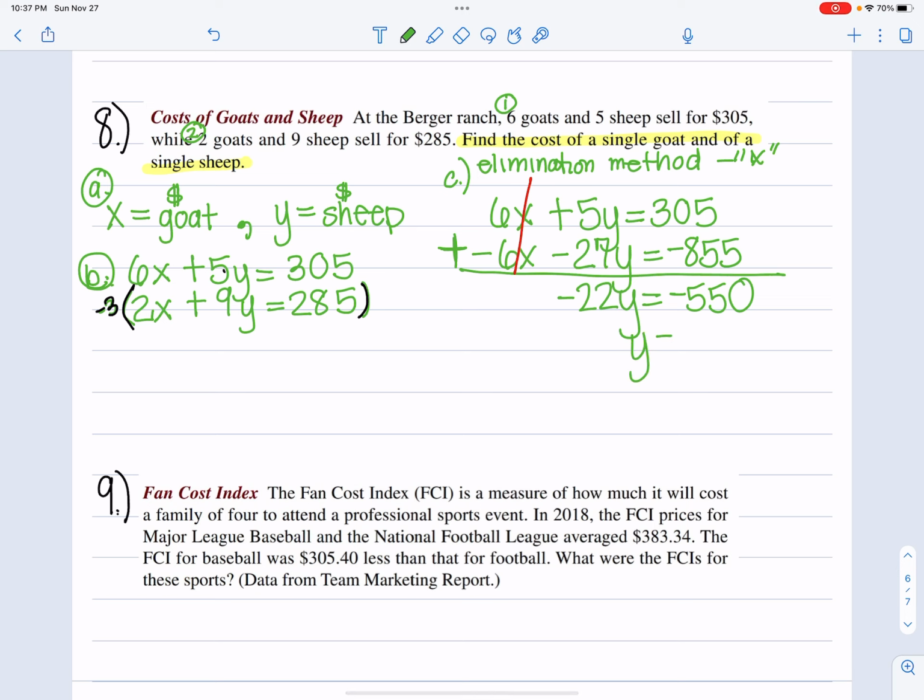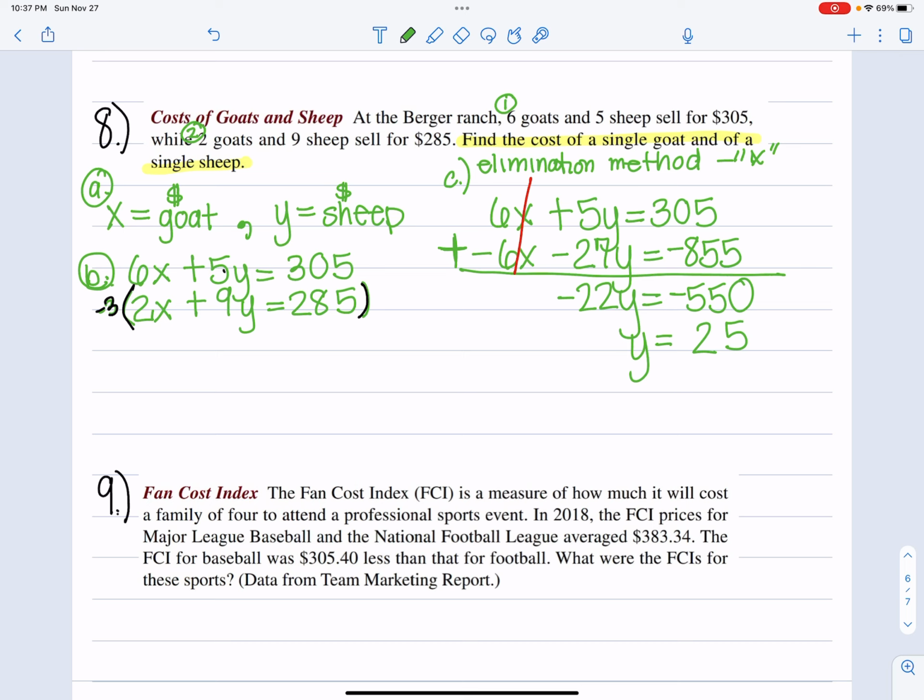So then the very last thing is to divide by negative 22, right? I get y equals 25, right? Y is 25. Remember what y is. We define y as the cost for the sheep. Now, I'm not going to put dollar signs on just yet, because when I answer it, I'm going to put dollar signs on them, okay?